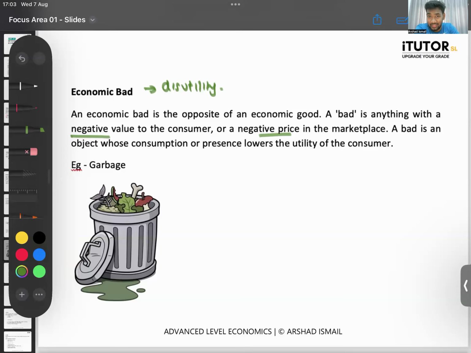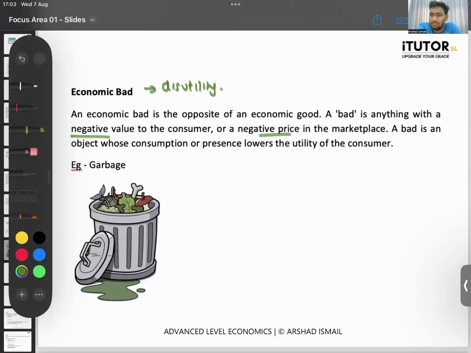Negative price means, kids, usually you will pay a price to buy something, no? You pay 2,800 to come to the theory class. A negative price is you will pay a price to get rid of it. You will say, "Ane, take this and go." You will pay someone money and say, "Ane, take this and go. I don't want." What can be the examples?